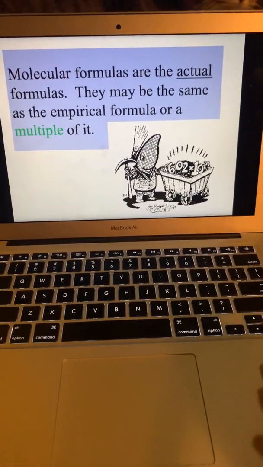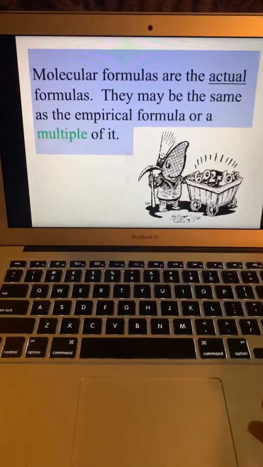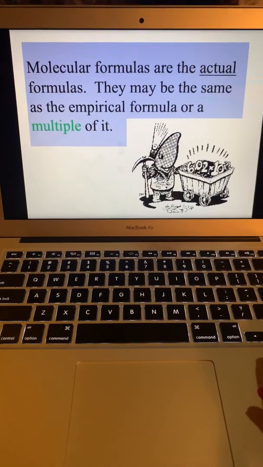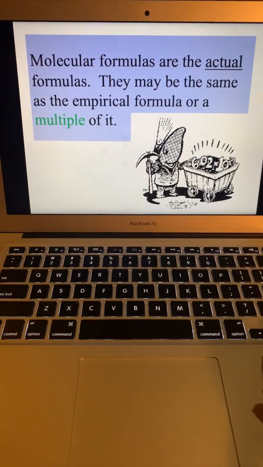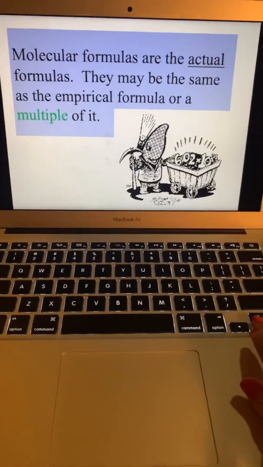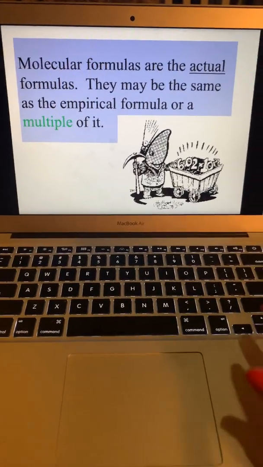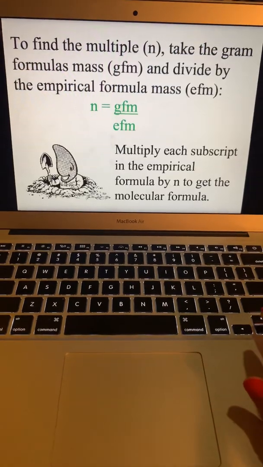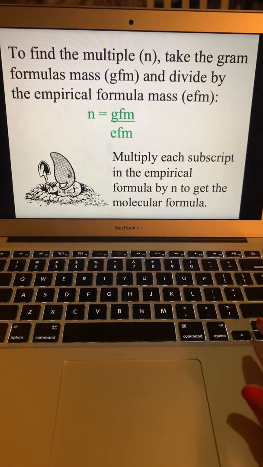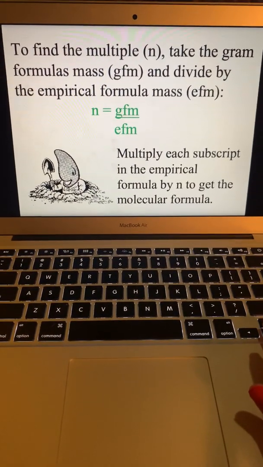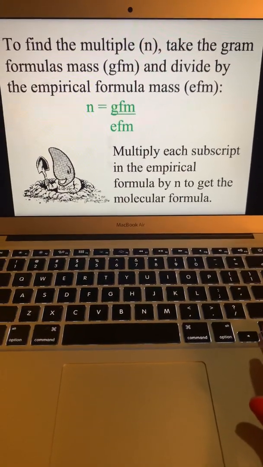All right, so the next thing is molecular formula. So molecular formulas are the actual formulas, and it might be the same as the empirical formula, or you have to multiply your empirical by a factor to get your molecular. So molecular is actually the actual formula of the compound. All right, so find the multiple: take the gram formula mass and divide by the empirical formula mass, right? So that's your equation right there. N is equal to the gram formula mass divided by your empirical formula mass.